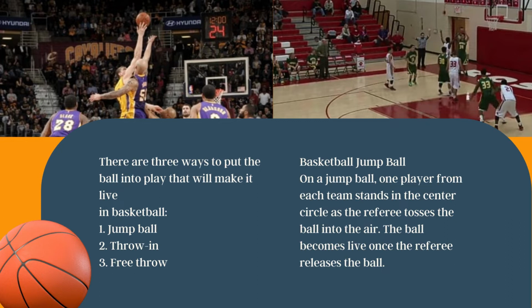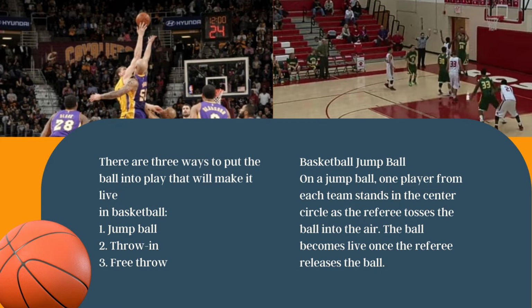There are 3 ways to put the ball into play that will make it live in basketball. First, the jump ball. On a jump ball, one player from each team stands in the center circle as the referee tosses the ball into the air. The ball becomes live once the referee releases the ball.